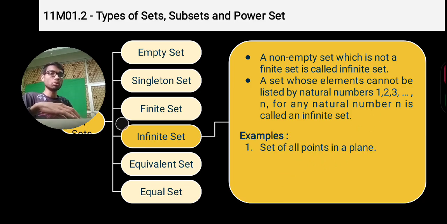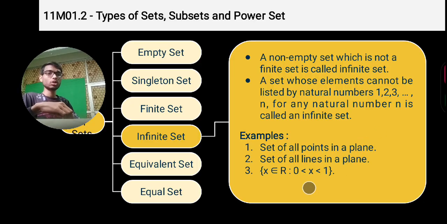Set of all points in a plane: we don't know how many points are in a plane. Set of all lines in a plane: even right now we don't know the number of all lines in a plane.